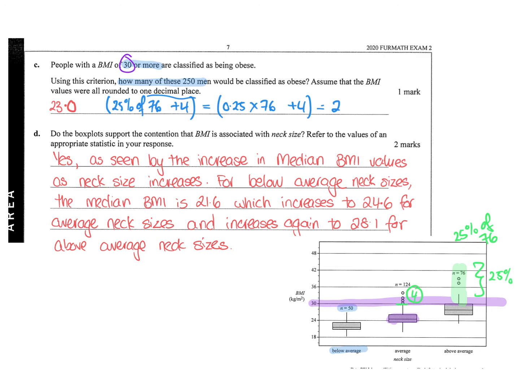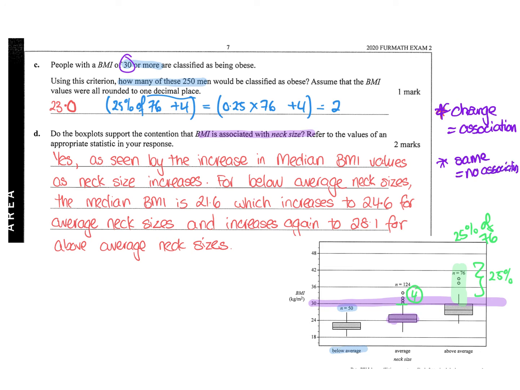With this last one, do the box plots support the contention that BMI is associated with neck size? So remember what I said. If there is a change, that equals an association. So if it increases or decreases, if they change, we're going to say they're associated. If they stay the same, that equals no association. That's the easiest way to remember.